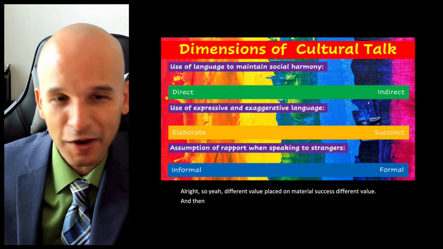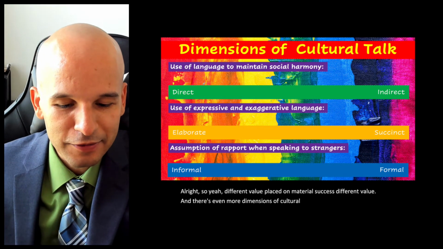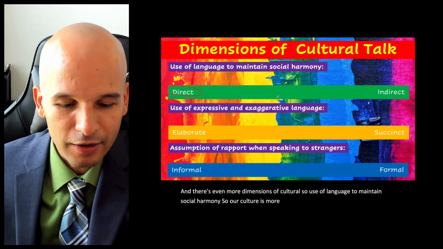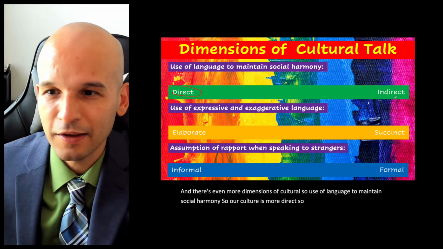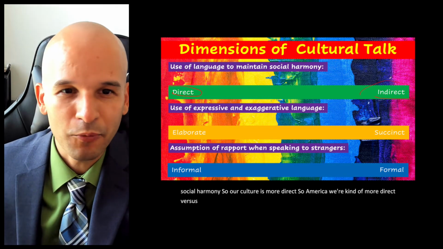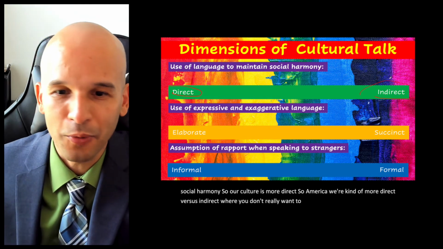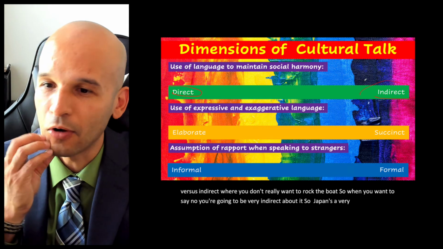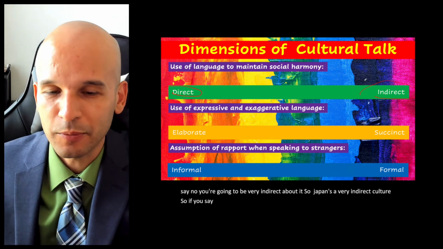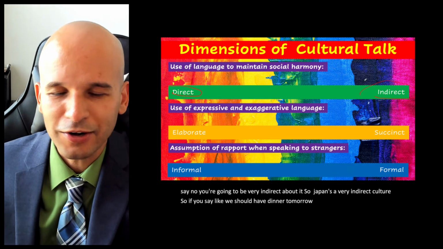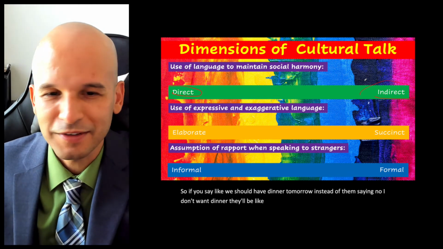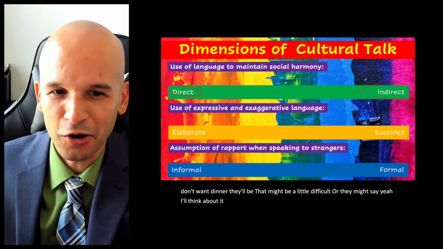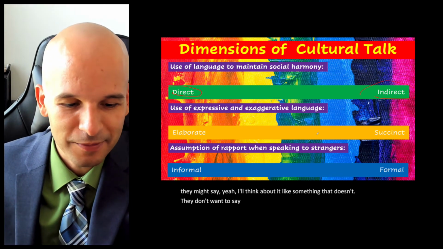And then there are even more dimensions of culture. So use of language to maintain social harmony. So are cultures more direct? America is kind of more direct, versus indirect, where you don't really want to rock the boat. So when you want to say no, you're going to be very indirect about it. Japan's a very indirect culture. So if you say, we should have dinner tomorrow, instead of saying, no, I don't want to have dinner, they'll say, well, that might be a little difficult, or they might say, yeah, I'll think about it. Something where they don't want to say no. Okay, so that's much more indirect.